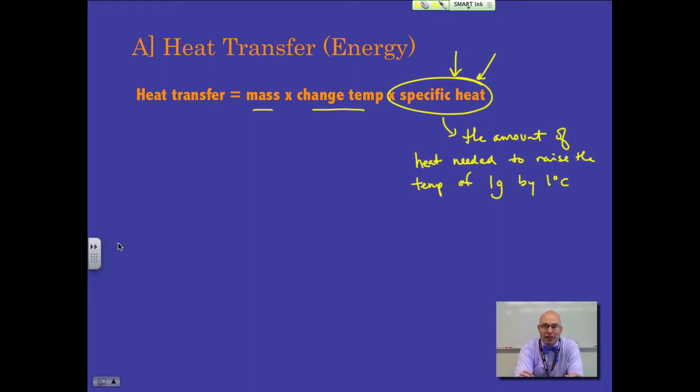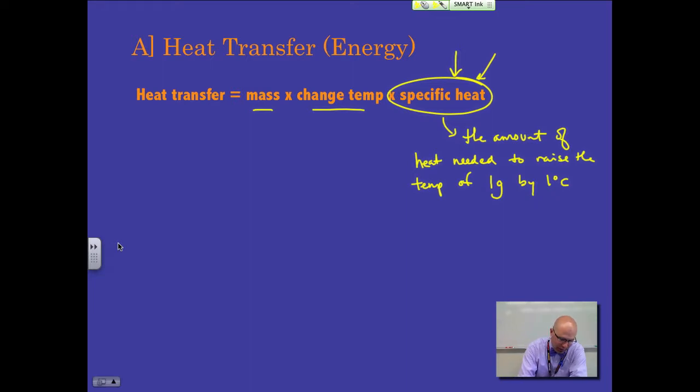Obviously, a substance like water has a high specific heat. It takes a lot of heat to raise the temperature of one gram of water by 1 degree Celsius, as opposed to something like a metal, let's say iron. Iron has a very low specific heat, because if you put the same sun on iron and on water, the same grams, the temperature is going to go up on the iron a lot more rapidly and a lot more temperature change than on the water.